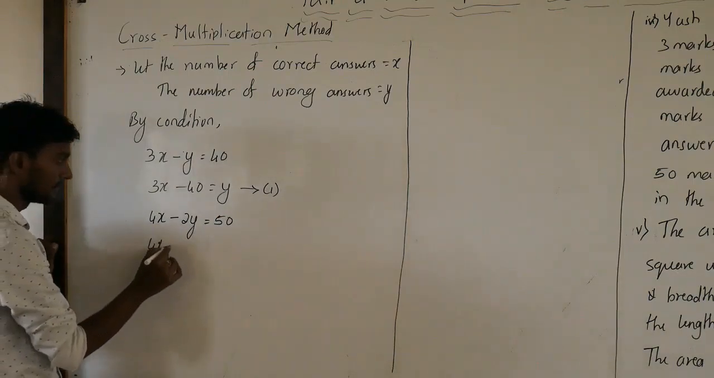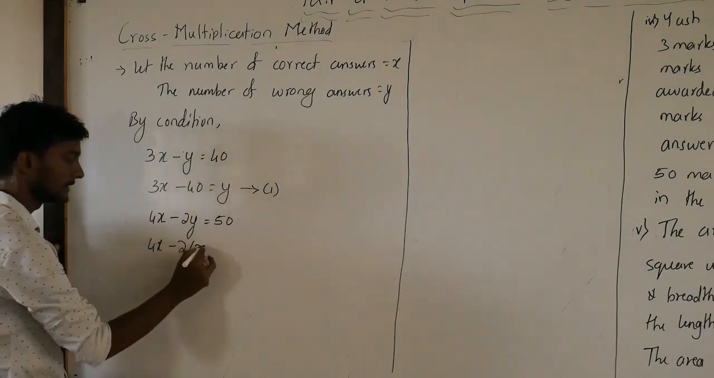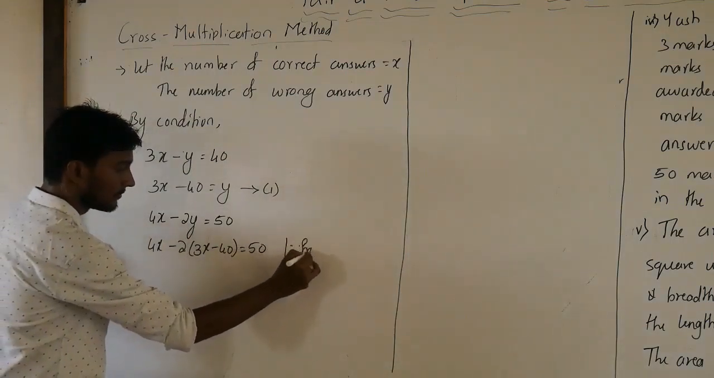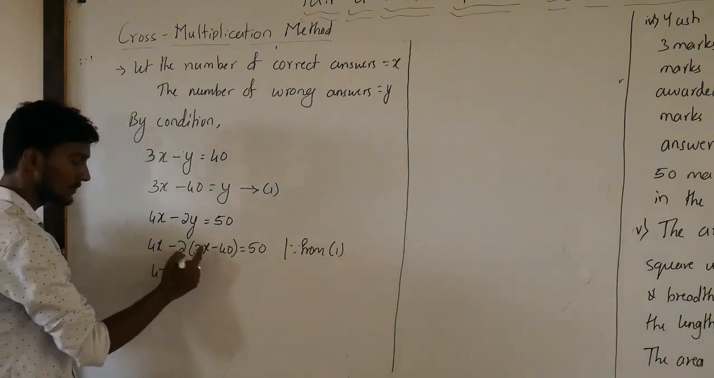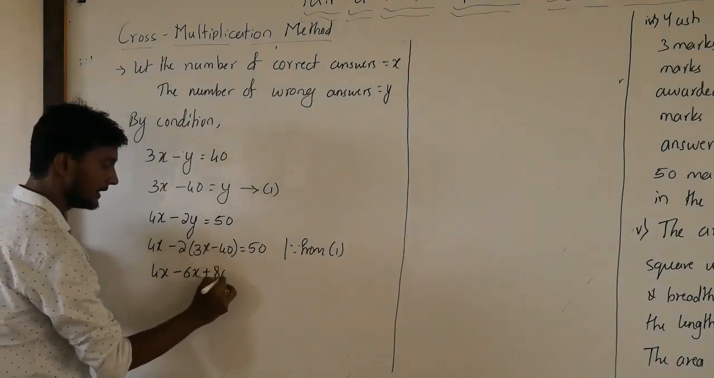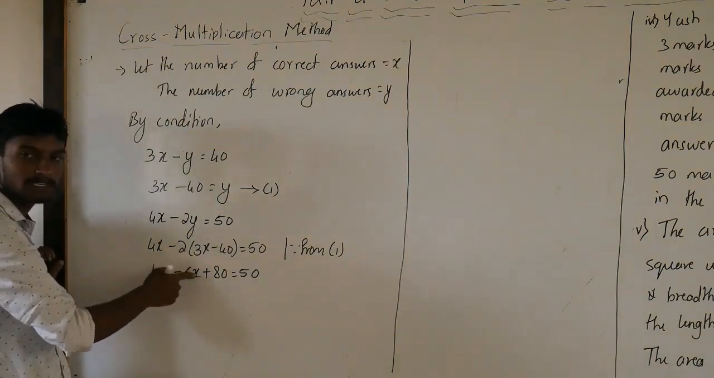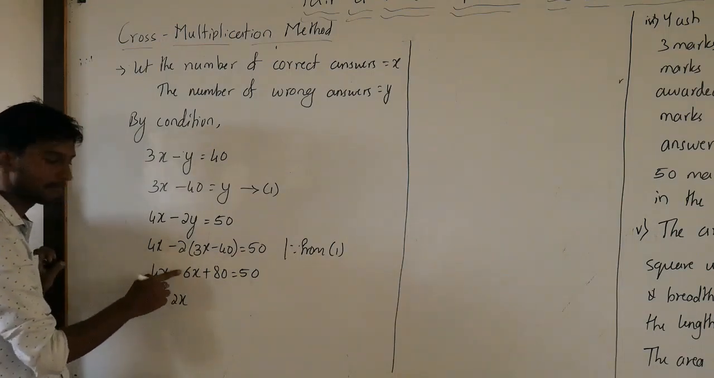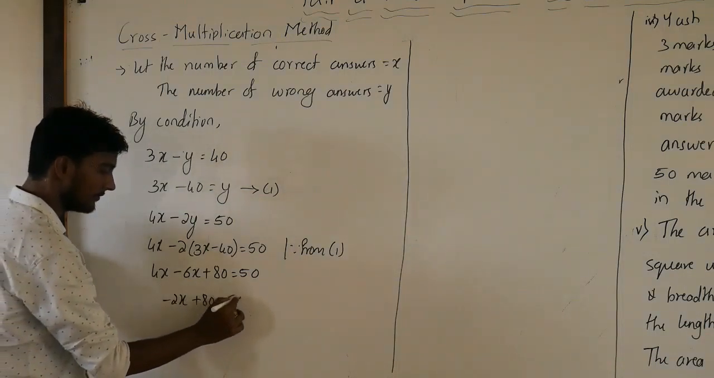So 4x minus 2 into the y value, substitute from equation number 1. So that is 4x minus 2 into (3x minus 40) is equal to 50. 4x minus 6x plus 2 into 40, that is 80, is equal to 50. So 4x minus 6x, one is plus, one is minus, at that time subtract. 6x minus 4x is 2x and the bigger number's sign is minus. Minus 2x plus 80 is equal to 50.